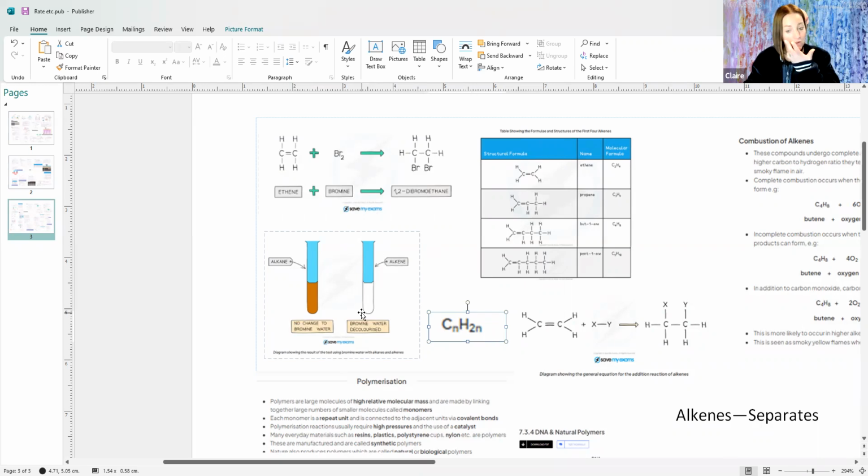Okay, so it's a way of identifying if you've got an alkene, and that does come up in exam questions. Okay, and again, nice little summary table there.